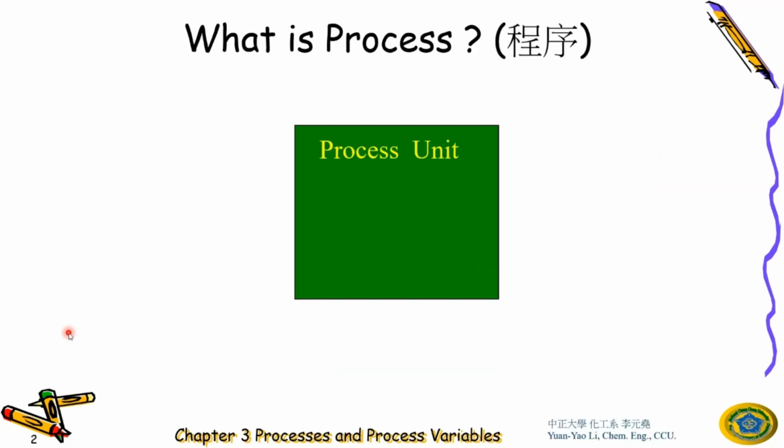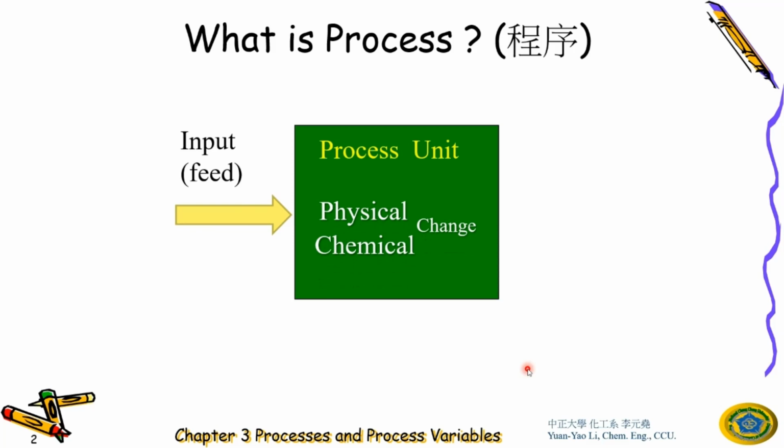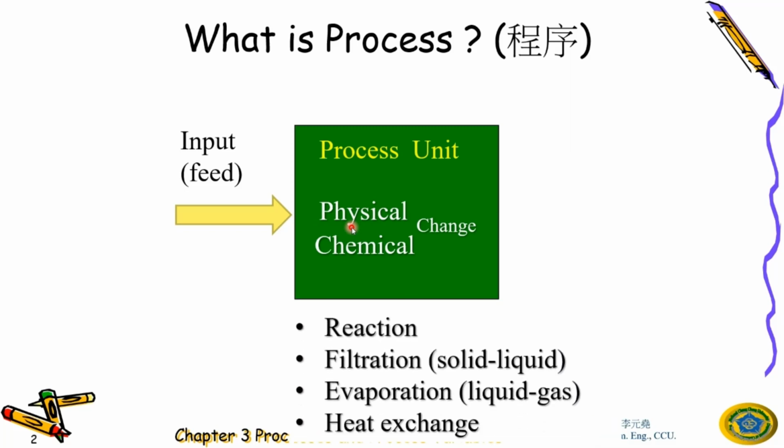So again, let's think of what is a process. Once you have a process unit, you have input and you have output. Of course, before output, you will go through physical or chemical changes. This change can be a reaction, or filtration, which is physical. Reaction is chemical, filtration is physical, evaporation physical, heat change, energy change, right? And then you have output. You got product. This is a process.